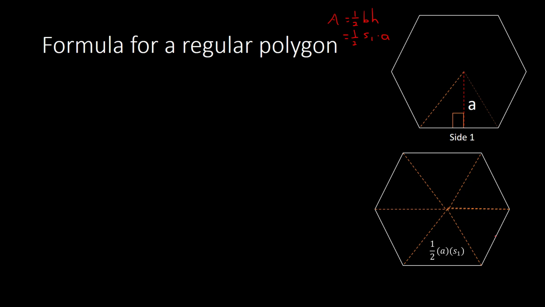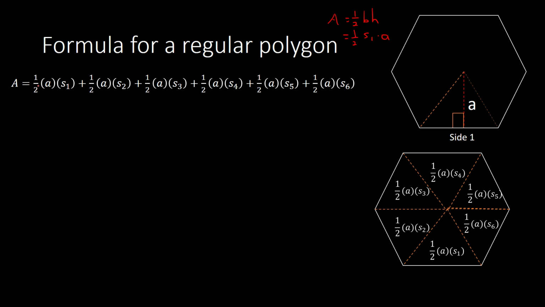And then if we do that for the other triangles, using side 2, we now have 1/2 times apothem times side 2. And then we have the same thing, but now times side 3, then times side 4, side 5, and then side 6. So we have 6 triangles here, and the area is going to be 1/2 times the apothem times the side. So if we add all those together, we're going to find the area of this regular polygon. So we take 1/2 a times s1 and add up all of these together.